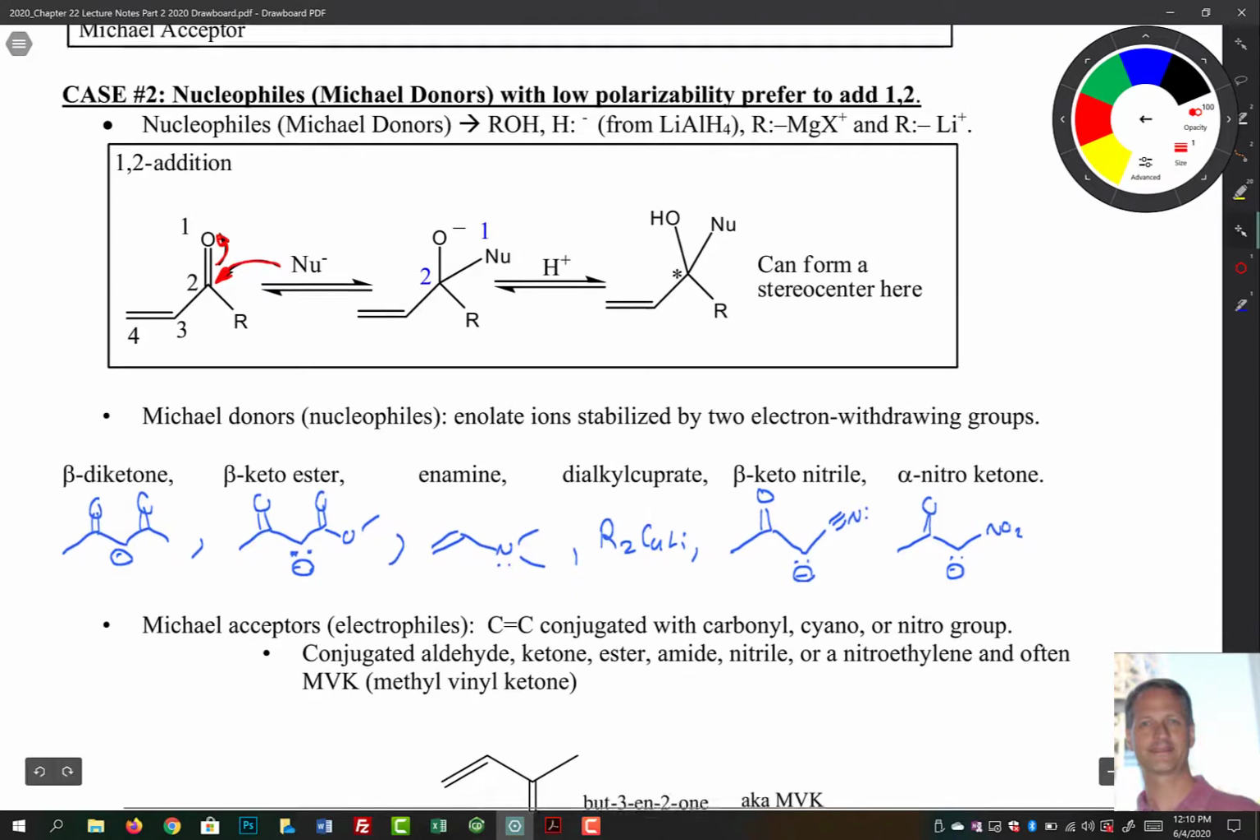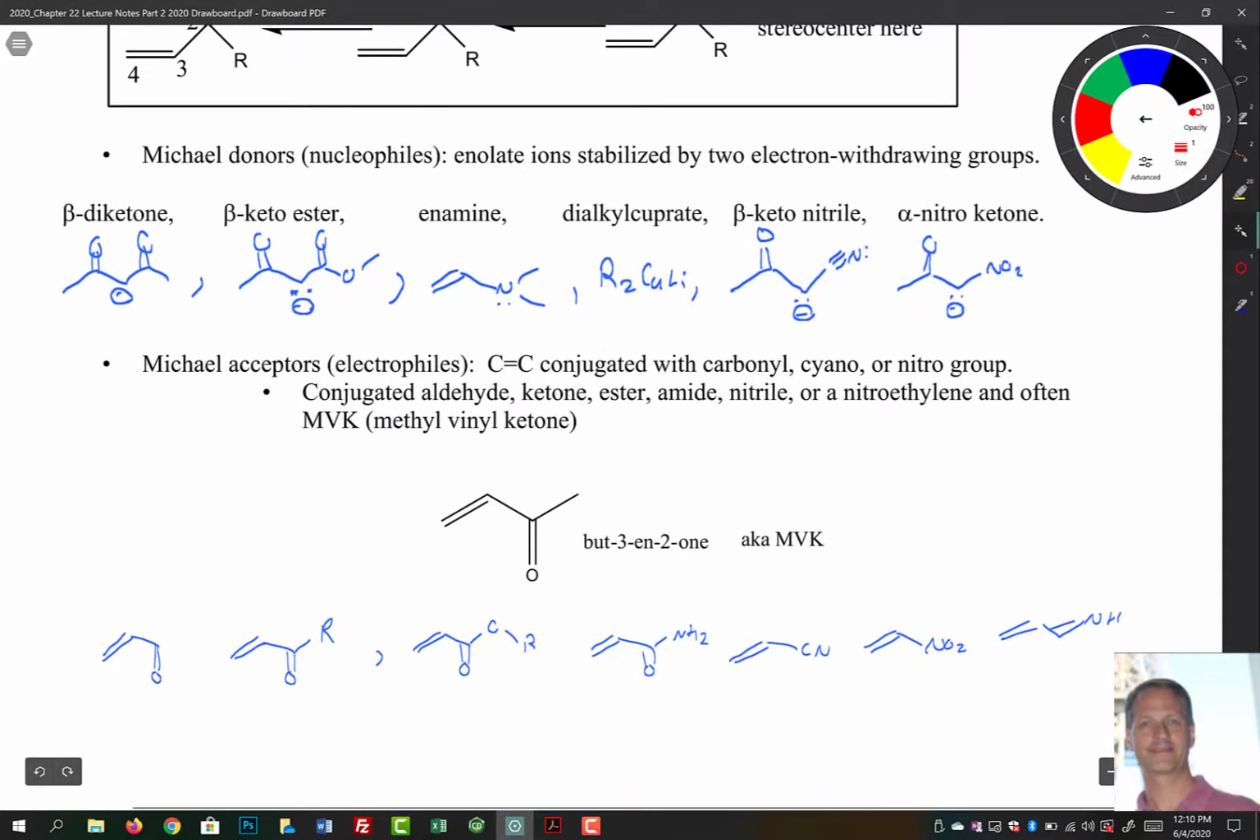Well, let's look at the types of Michael donors that we actually have here. The types of donors are all listed down below. Here's your beta diketones, beta keto esters, enamines, dialkyl cuprates, beta ketonitriles, and alpha nitroketones. Michael acceptors are typically going to be alpha-beta unsaturated ketones. Most commonly, we see but-3-en-2-one, also known as methyl vinyl ketone. So that's a methyl, and then this is a vinyl group. And then there's a lot of other ones that can be used here too. You'll see those pop up as you go through and look at different examples throughout your problems in your textbook.